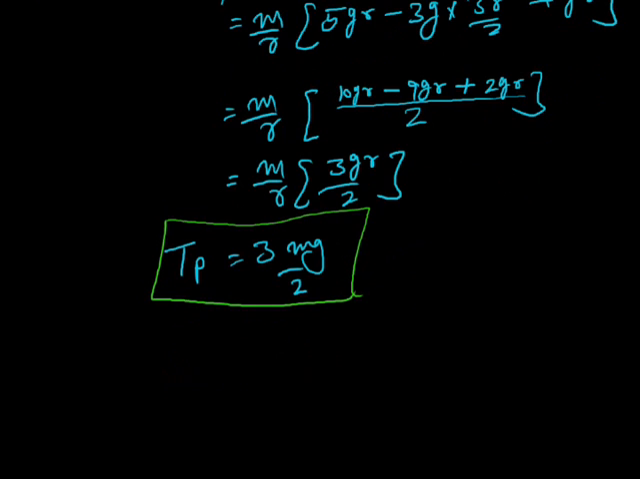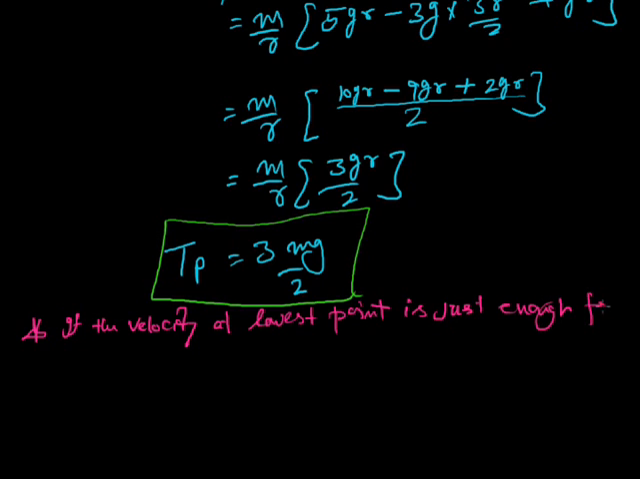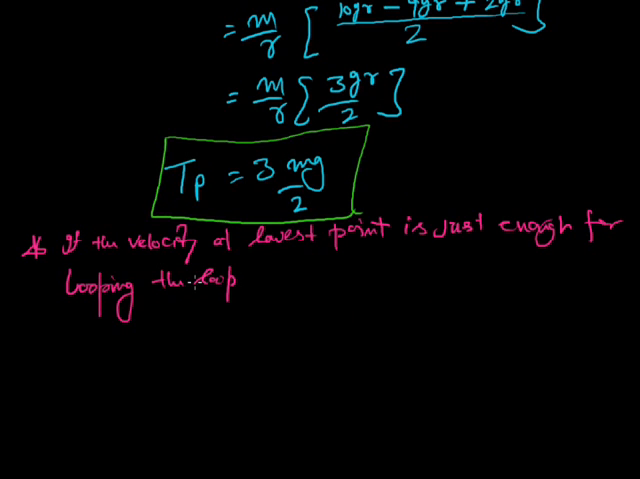Other examples are: if the velocity at lowest point is just enough for looping the loop, the value of various quantities at different positions are as follows.